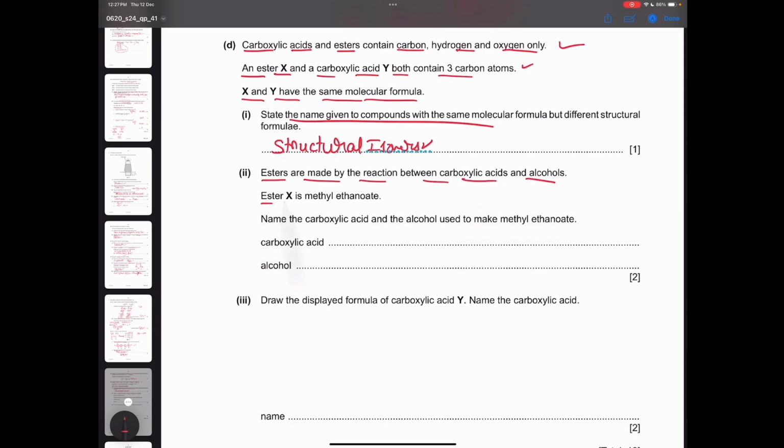Now, esters are made by the reaction between carboxylic acids and alcohols. Ester X is methyl ethanoate. Now, for this, if you just want to name the acid and alcohol, there is no need to draw the structure. It's a lengthy process. I have taught you a short trick for this. Just look for the alkyl group. This will give you the alcohol. So if it is methyl, the alcohol will be methanol. And if it is ethanoate, the acid will be ethanoic acid. You can practice it later on. It will always give you the correct answers. The -oate comes from the acid, the alkyl part comes from the alcohol. So if it is methyl ethanoate, methanol and ethanoic acid. So this is what you need to write here, ethanoic acid.